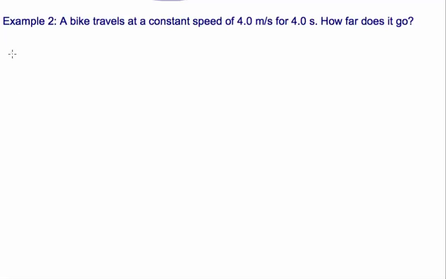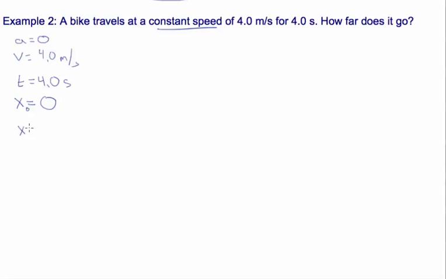Velocity is 4 meters per second. And it's a constant speed. That means this is the final velocity, the initial velocity, and every velocity in between because acceleration equals 0. We know that time is 4 seconds. And I've told you that unless it specifically tells you otherwise, the initial displacement can always be 0. And we want to know how far it goes.